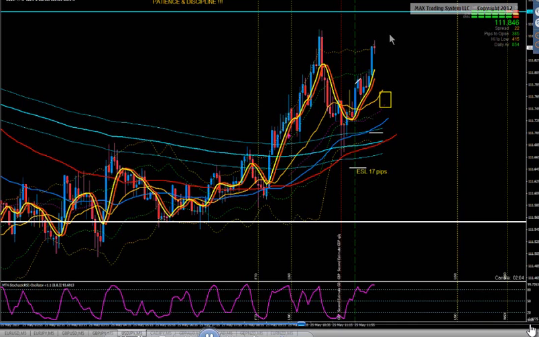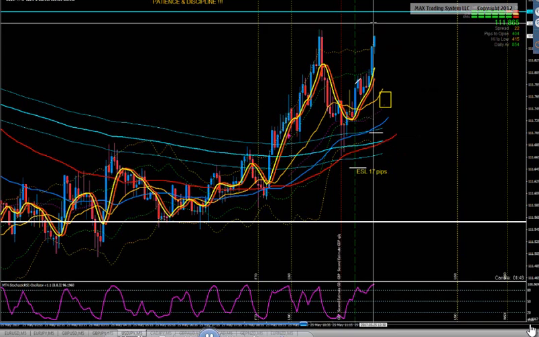Let me check what is happening on the other pairs. So nothing here, nothing here too close to the home base. Maybe here a short setup in the pound US dollar. Too early in the pound Aussie.